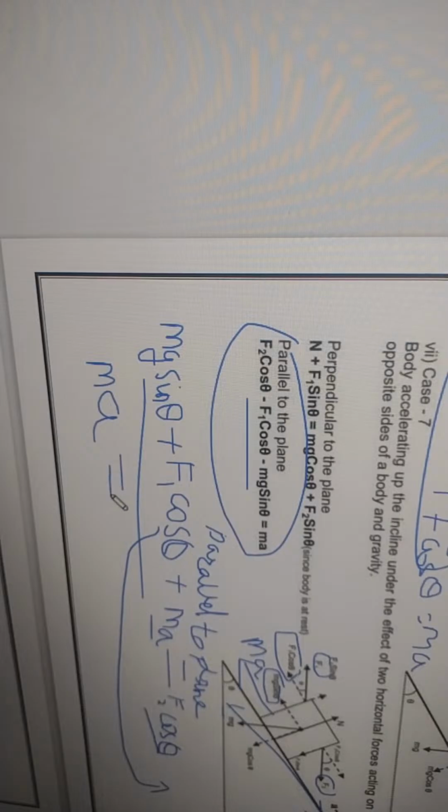MA is equal to F2 cos theta minus F1 cos theta minus mg sin theta. So we got the same equation here.